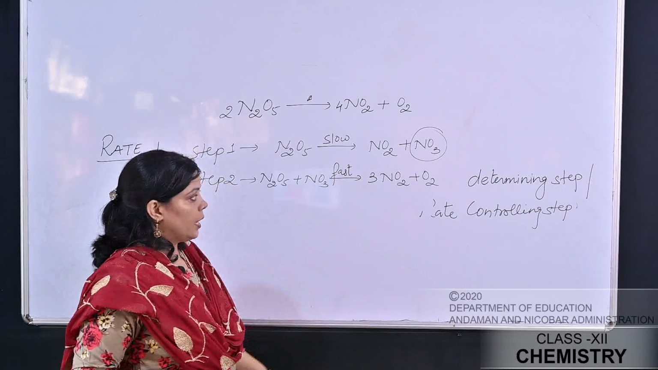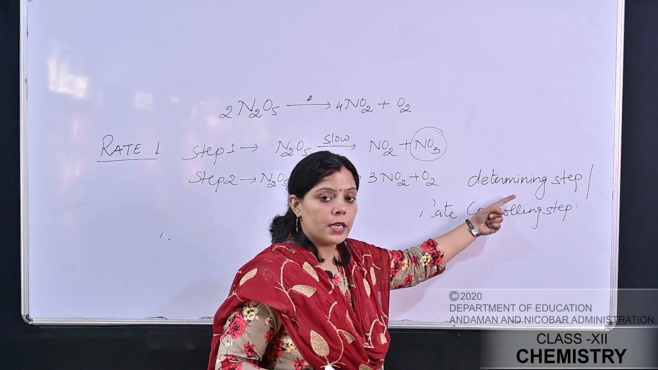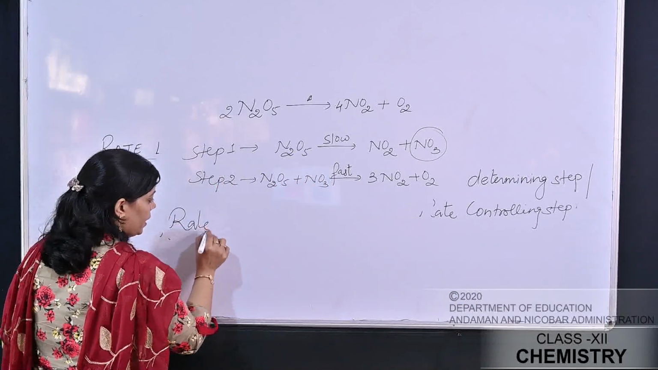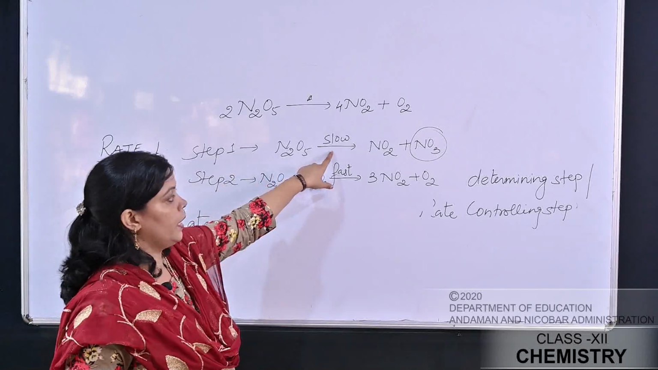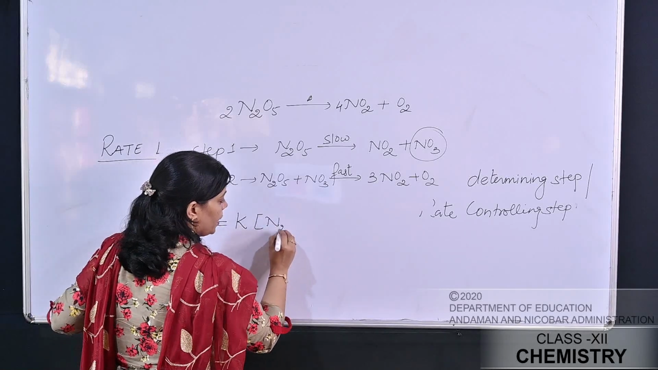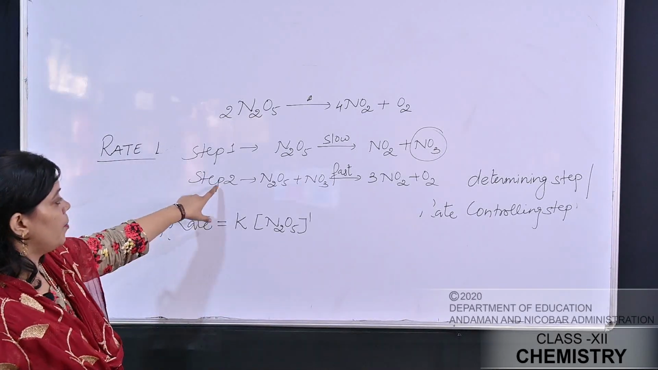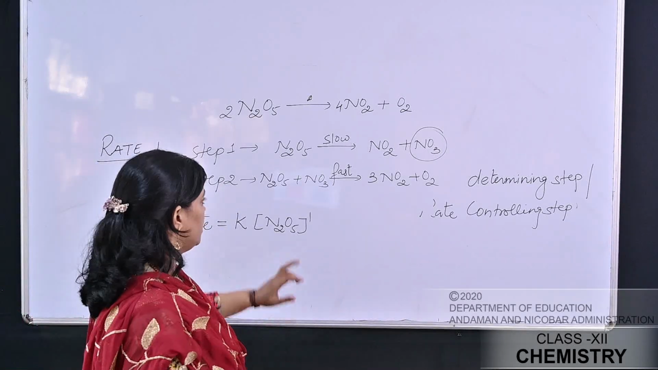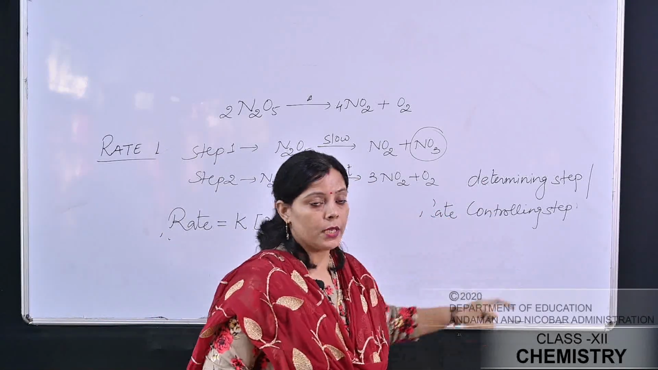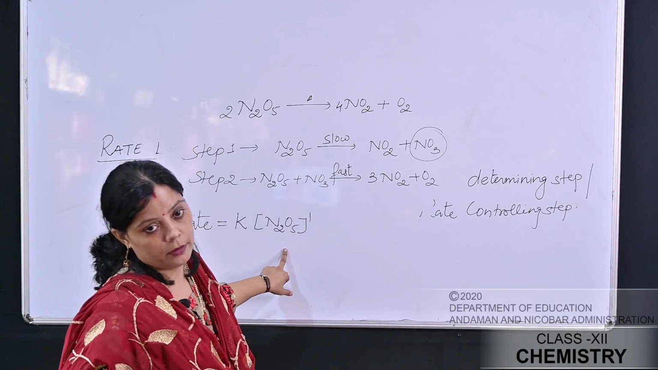As I have already told you, the slowest step in the case of a complex reaction is the rate determining step or the rate controlling step. So the rate equation for this reaction is written only on the basis of the first step, the slowest step: the rate is equal to rate constant times concentration of N2O5 raised to power 1. So students, we come to the conclusion that in complex reactions, the slowest step is named the rate determining step, and only on the basis of the slowest step can we write the rate law expression.